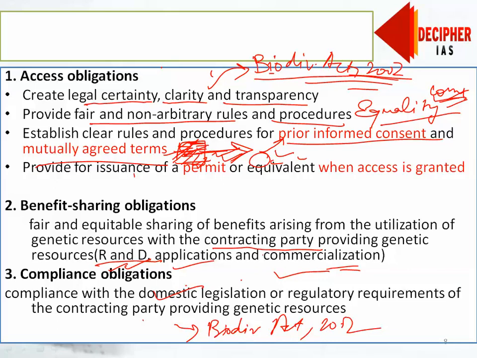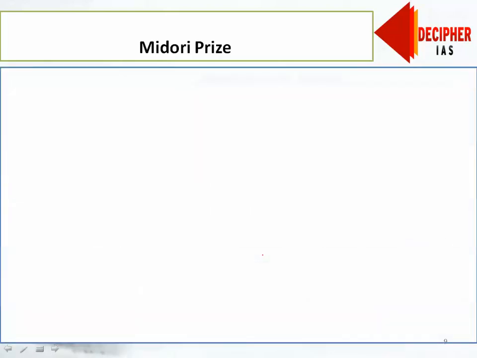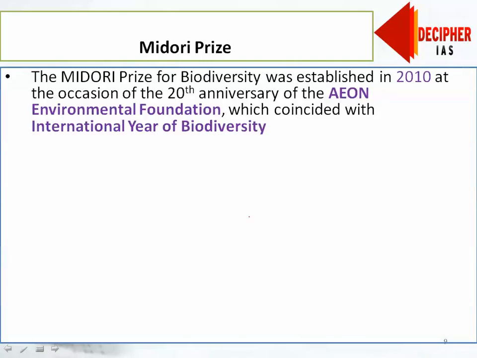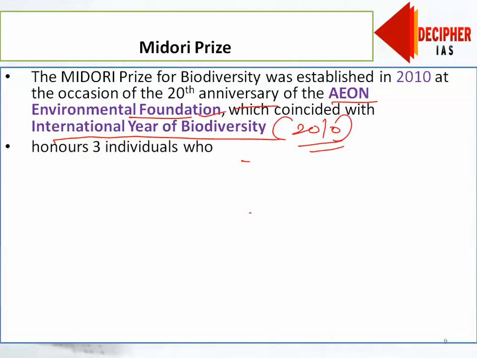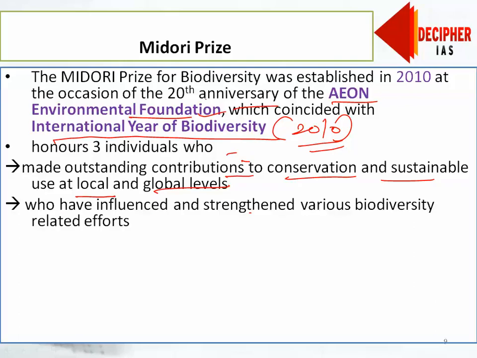And it is a non-cognizable offense. Now coming to the Midori Prize, this is a prize given for biodiversity conservation. It was established in 2010 on the occasion of the 20th anniversary of the Aeon Foundation, which works in the environment, and the International Year of Biodiversity, that is 2010. Fine. So it honors three individuals who made outstanding contributions to conservation and sustainable use at local and global levels. They have influenced and strengthened various biodiversity related efforts and raised awareness about biodiversity.